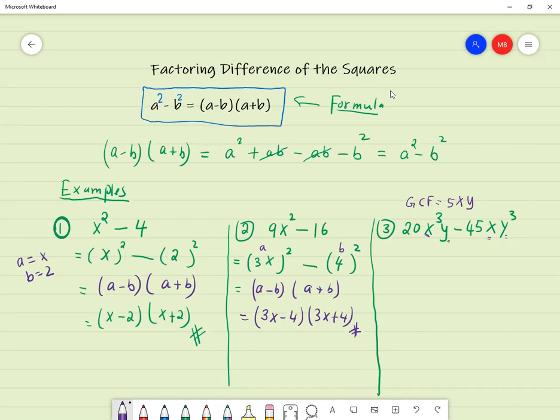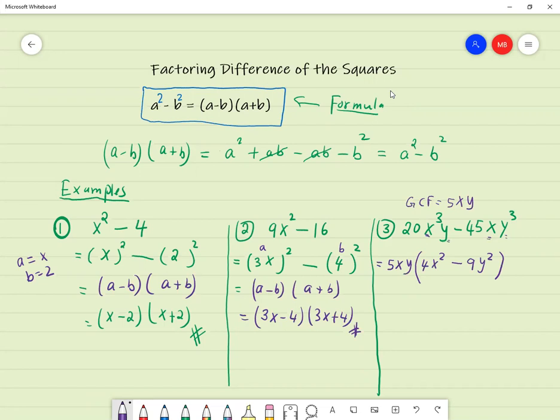So let's take that out. We got 5xy, that's the greatest common factor. We take it out. Now 20 divided by 5 is 4. x^3 divided by x will leave you x squared. And y divided by y will leave you nothing. So 1 minus 45 divided by 5 will leave you 9. x divided by x will leave you nothing. Then y^3 divided by y will leave you y squared. So what do we get here? We got 4x squared minus 9y squared.